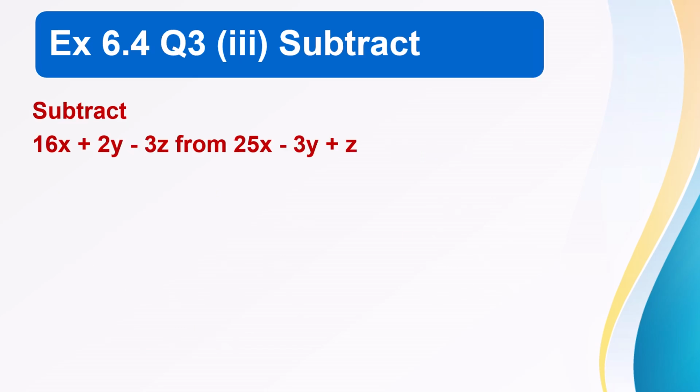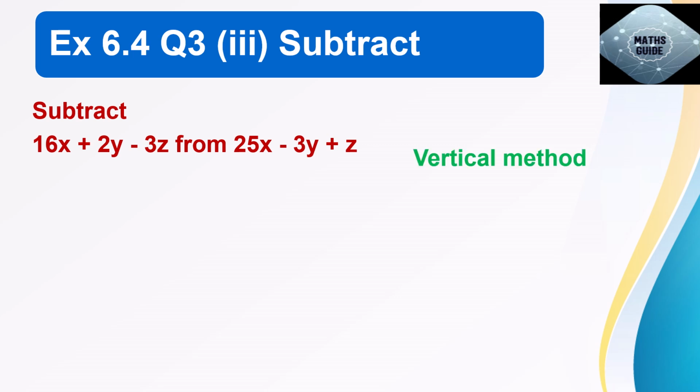Now again exercise 6.4 question number 3. Now we have to subtract the second expression from the first expression, and now start with the vertical method. We have first expression 25x minus 3y plus z, because it is a greater expression, so we will write it on the top. So we will subtract 16x plus 2y minus 3z from that expression. So don't forget the step I told you in the previous slide, that we have to change the sign of the second expression like this.